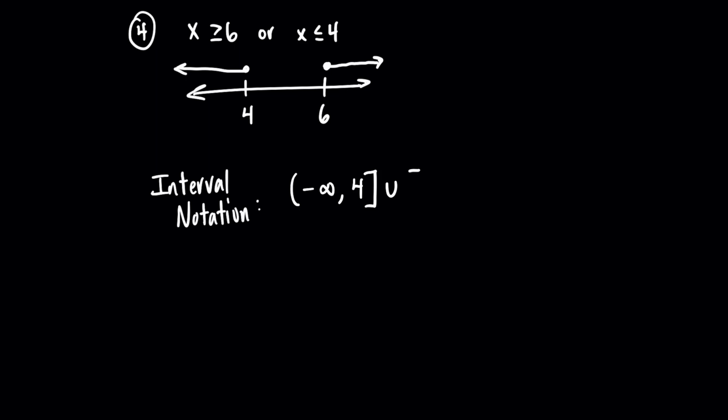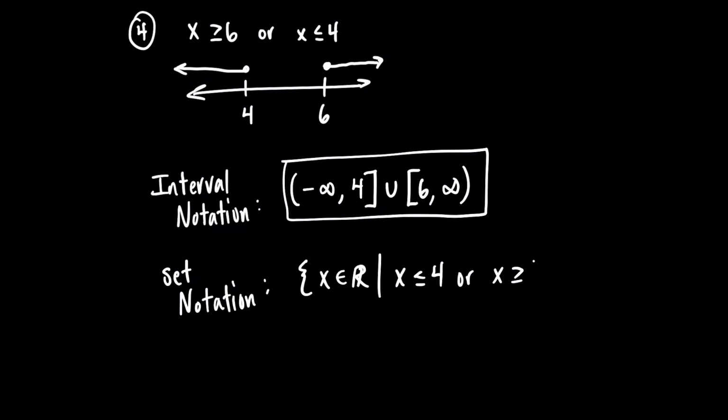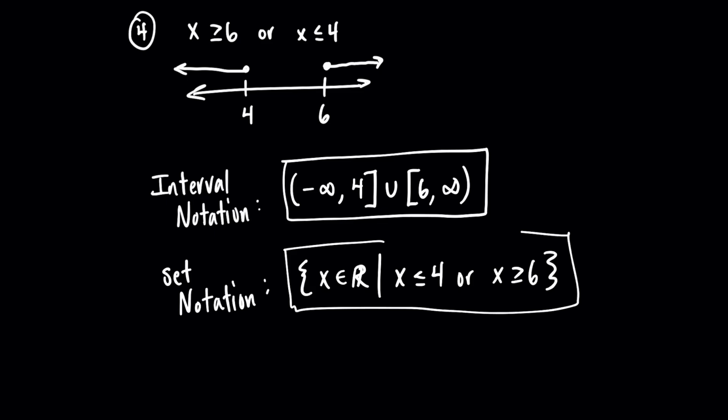And then we're going to pick back up at 6 with a bracket because we're going to include 6. And then we're going to go all the way until infinity. And we always put a parenthesis on infinity. So that's interval notation. And then set notation for this one would be the set of all numbers x in the real numbers such that x is less than or equal to 4 or x is greater than or equal to 6. So we'll basically just rewrite what we had up there. But that right there is set notation.